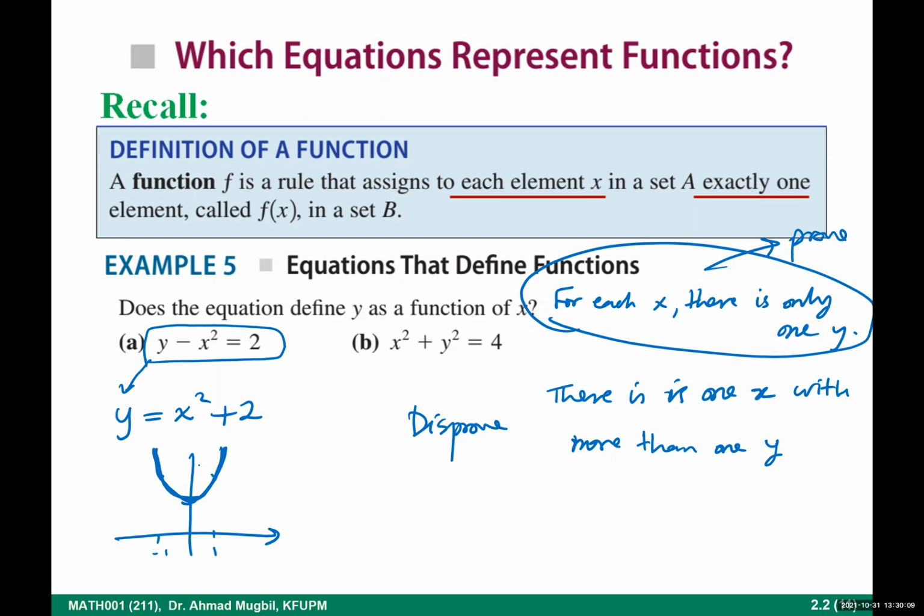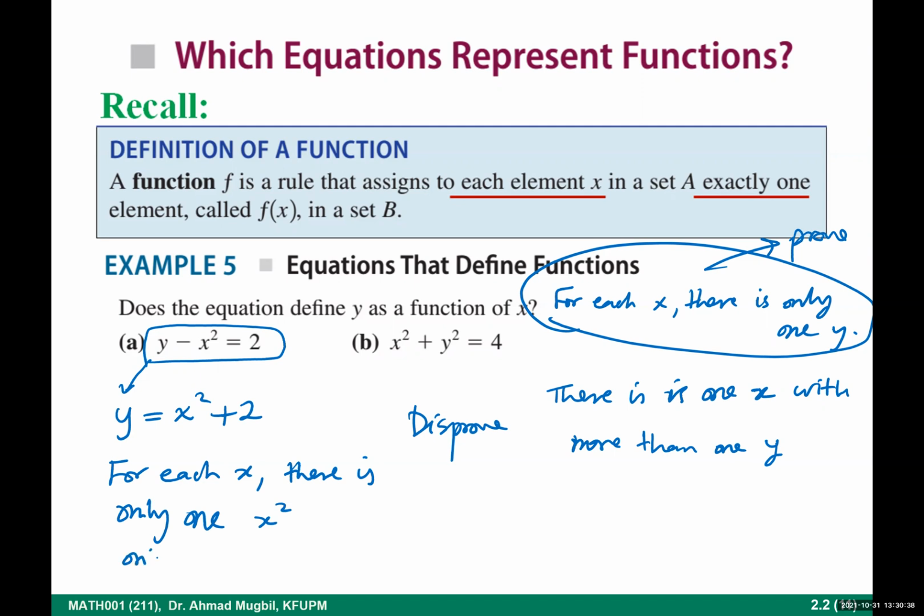Now, if you draw any vertical line, it will intersect it only once. But this is not what I want here. I want to show you how to do it from the equation itself. Now, for each x in the domain, of course, x here is a real number, for each x, there is only one x squared. Is that right? When you square x, are you going to have two values or one value? One value.